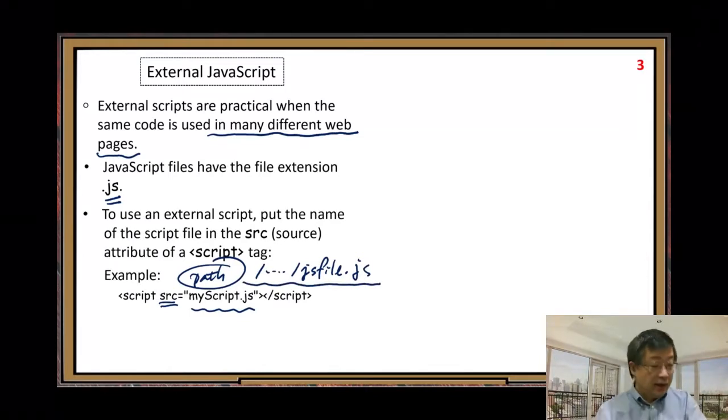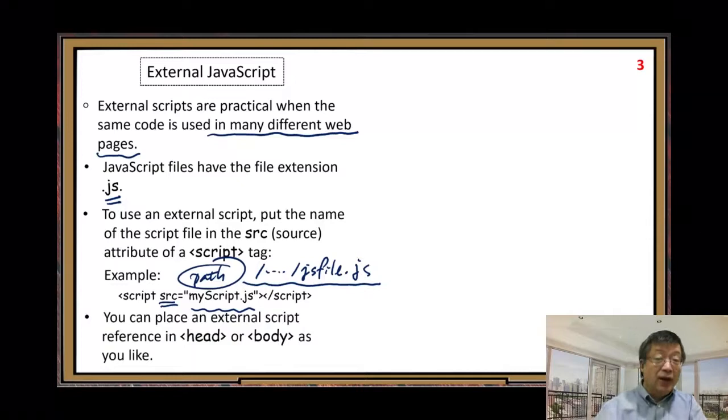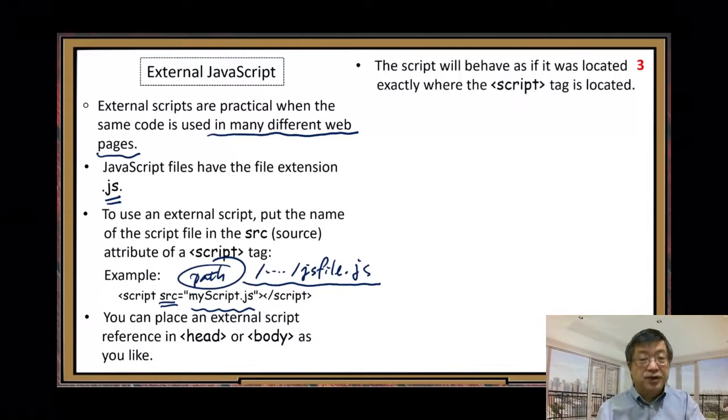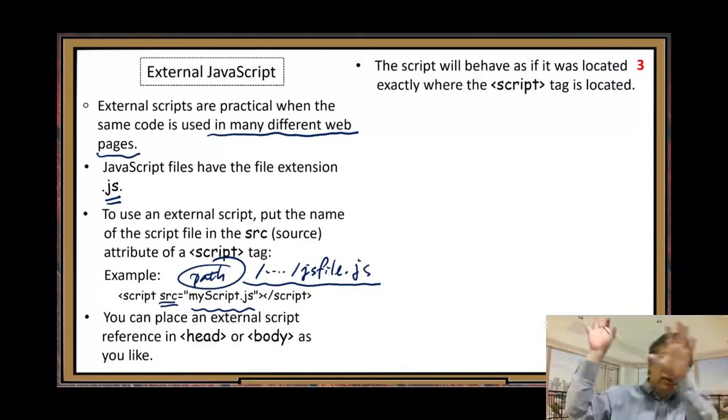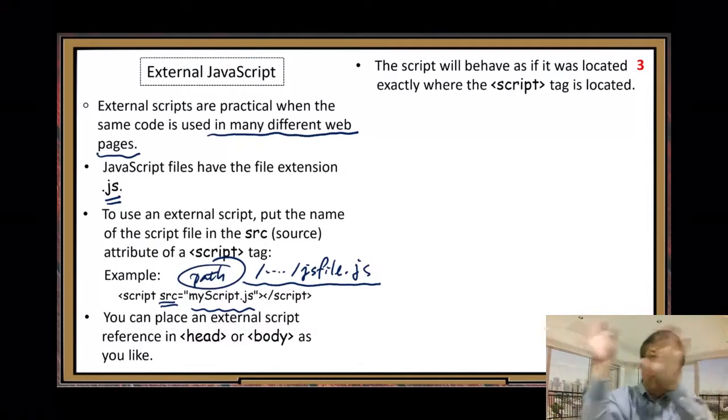Then you can place an external reference in the head element or body element. The script will behave as if it was located exactly where the tag is. So you just understand the script can be copied and then executed in that location. Location is important, right?